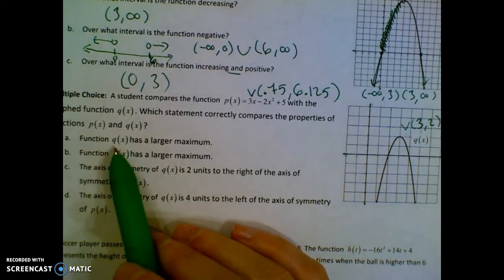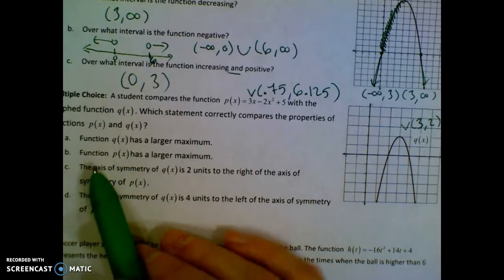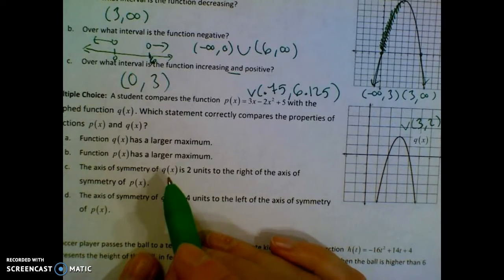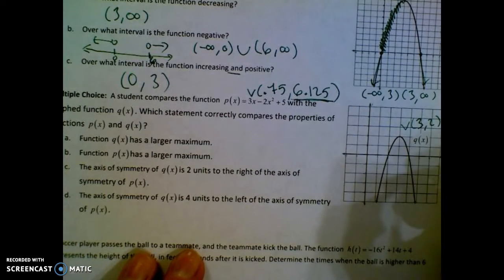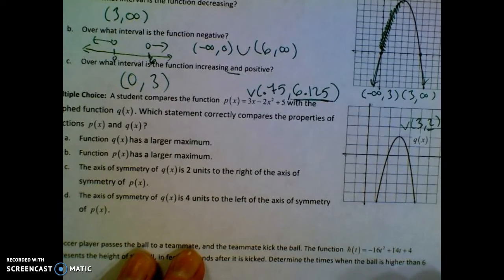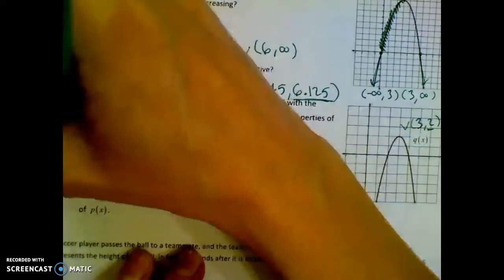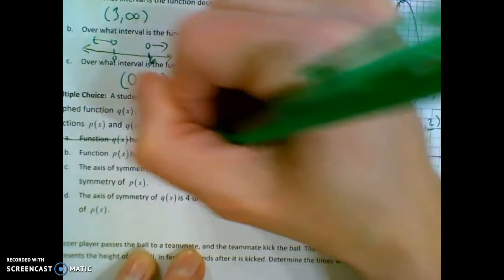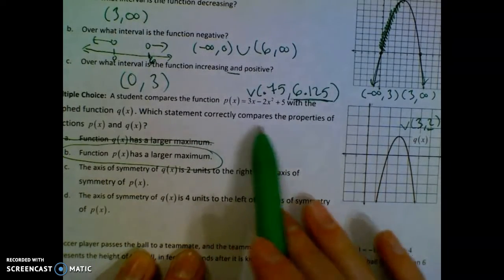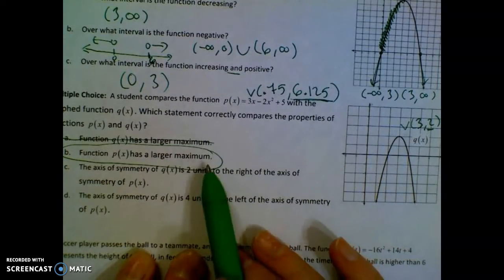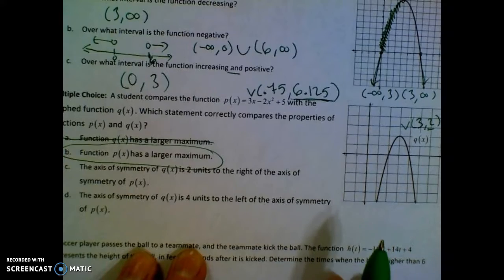Function Q has a larger maximum versus function P, which has a larger maximum. Well, function P's maximum is 6.125, and function Q's max is 2. So clearly function Q does not have a larger max, and function P has a larger max. So which statement correctly compares these? Well, actually, we're done. We could stop here, but I'm going to go ahead and prove why the other ones are not true.